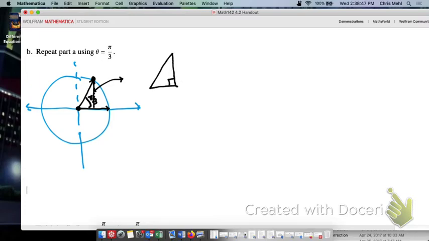Okay, it's a right triangle. The angle down here would be your pi over 3, or 60 degrees. The base of this triangle is going to be cosine of pi over 3, or cosine of 60 degrees, and the height is going to be sine of pi over 3.